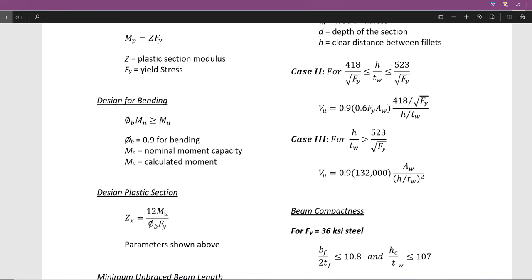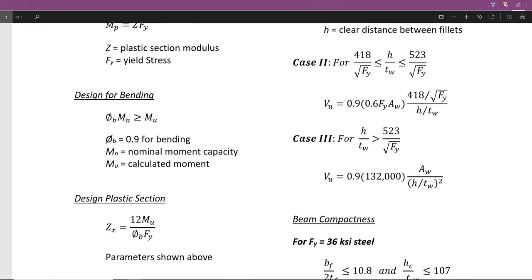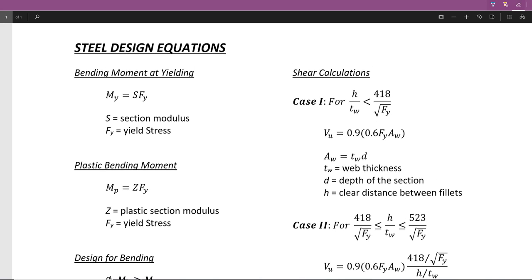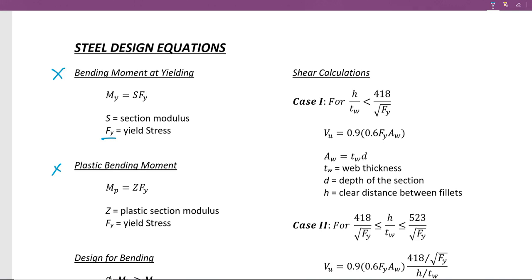So we're going to zoom in and we're going to start with the bending moment at yielding and the plastic bending moment. These two equations right here, bending moment and plastic moment, have to do with determining what the allowable moment is when the beam will yield and when it reaches that plastic hinge state, or the plastic moment condition. And the equations are both similar. They both have in there a yield stress value, and they both have in there a section modulus.